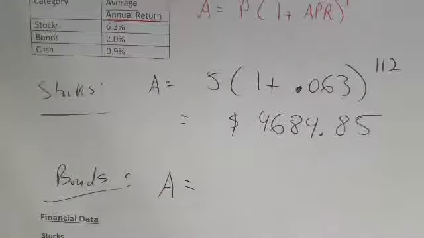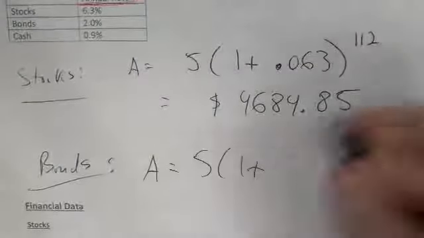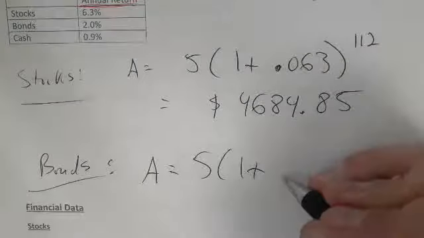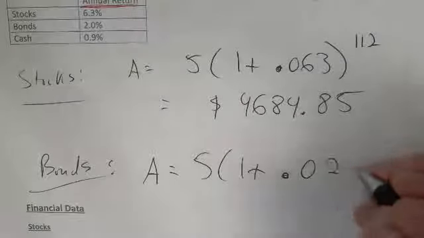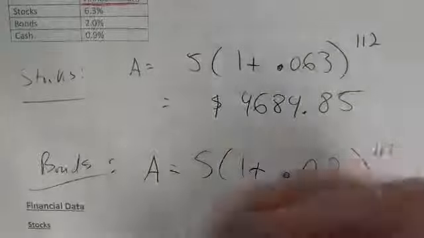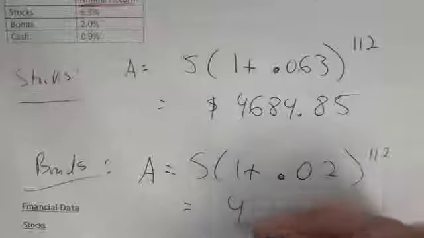Bonds. So how is bonds going to change? Well, the 5 is still the same. The 1 is still the same. Right here the 0.063 is going to be 0.02%. I have to raise this to the 112. Okay, so this should give me $45.94.